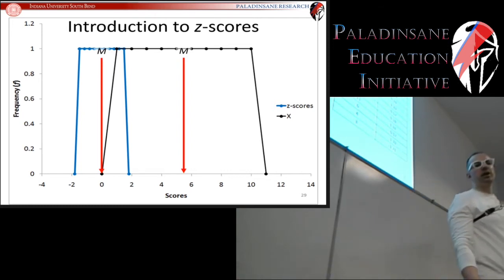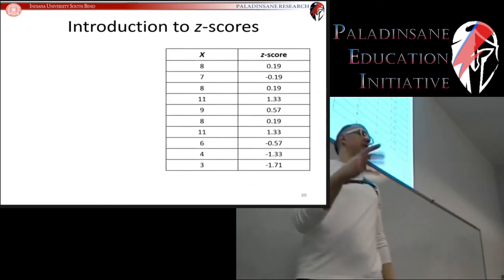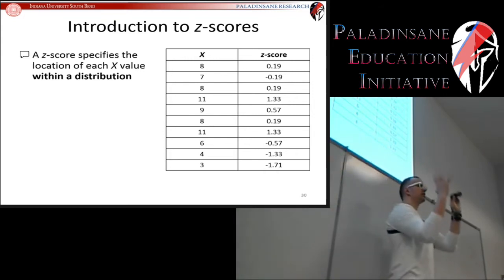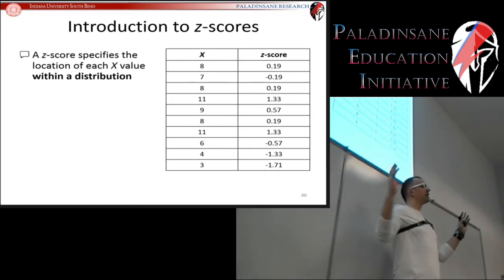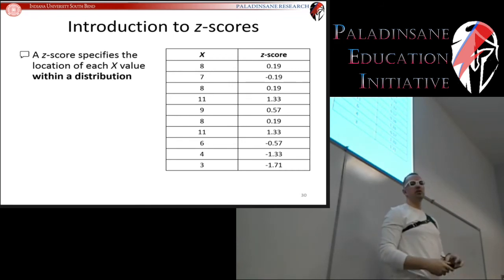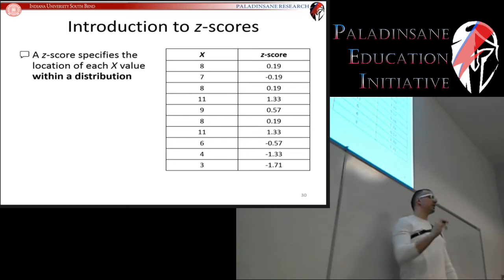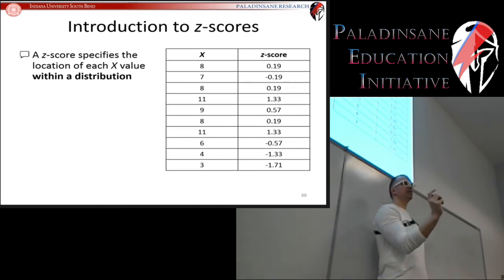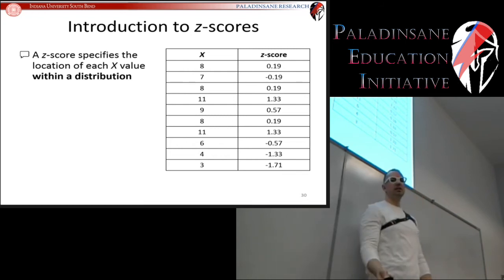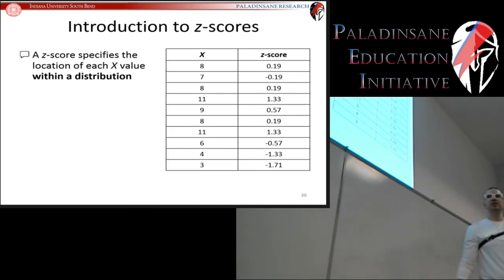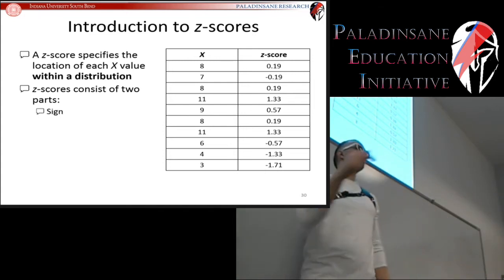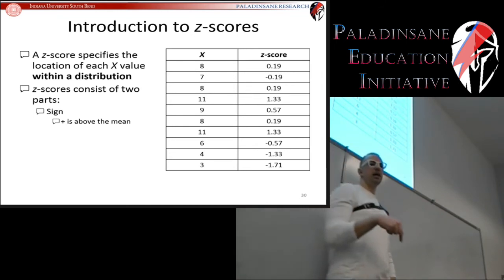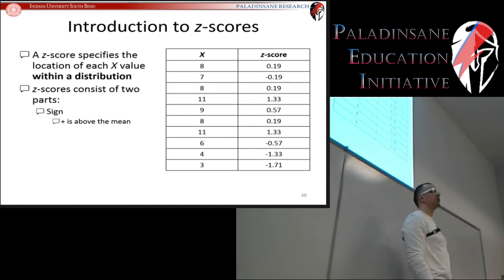All right, so that's what a z-score does. Because it moves the mean to 0 and stretches or squeezes the distribution so it has a standard deviation of 1, every single z-score by itself will tell you the location of the corresponding raw score in its distribution. A z-score consists of 2 parts that allow you to do this. The first part is the sign. If the sign is positive, it means your raw score is above the mean. If your sign is negative, it means your raw score is below the mean.